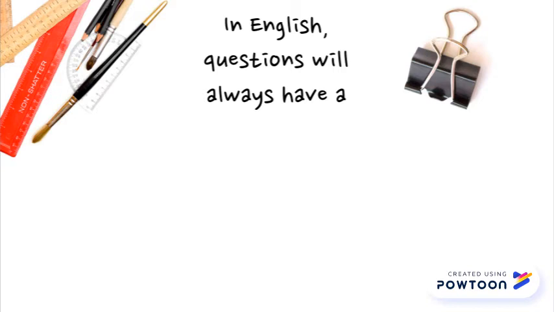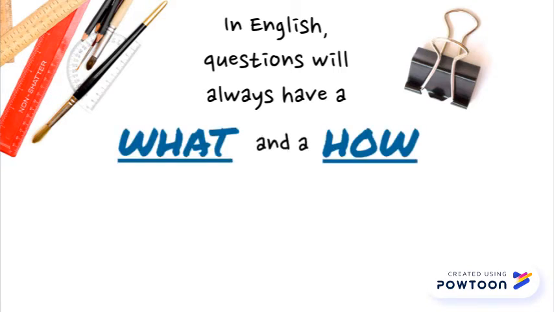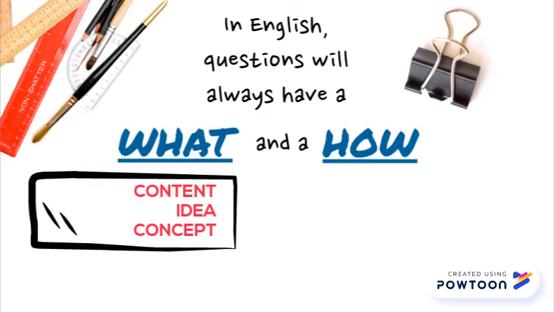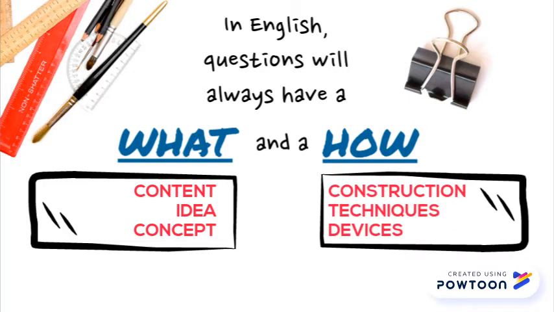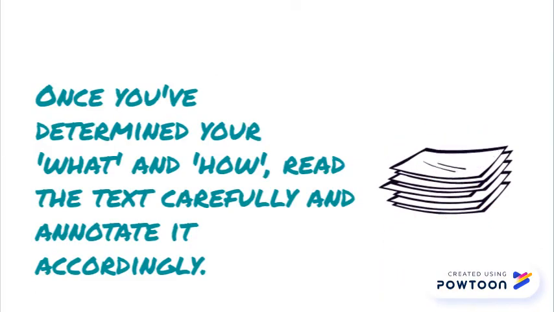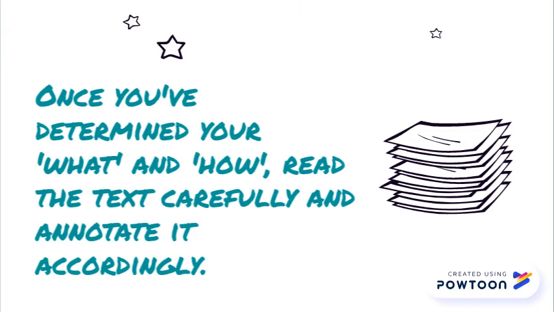In English, questions will always have a what and a how. The what is related to the text content, such as the main ideas and concepts. In comparison, the how is related to the actual construction of the text, such as the techniques and devices used. Once you've determined your what and how, read the text carefully and annotate it accordingly.